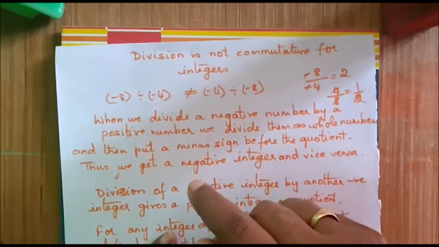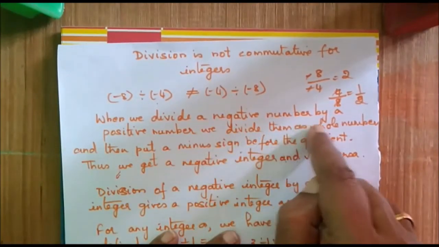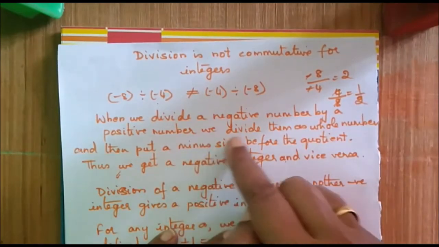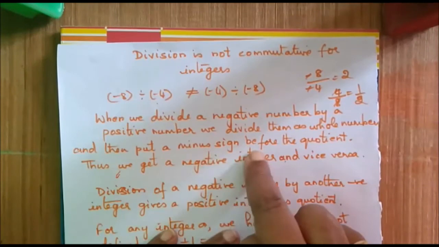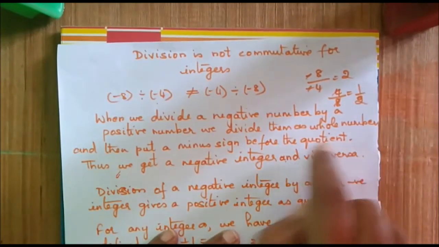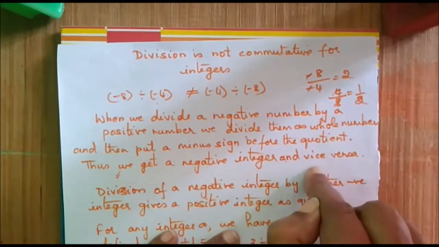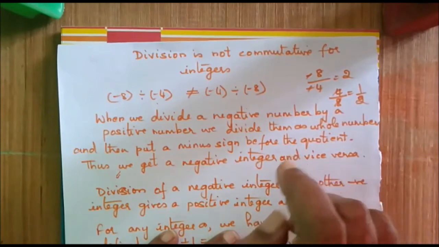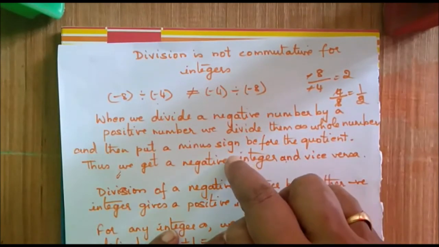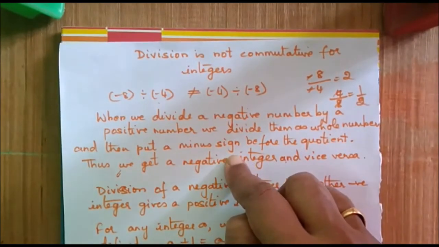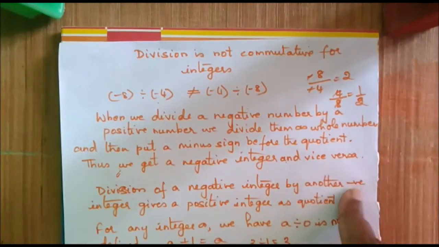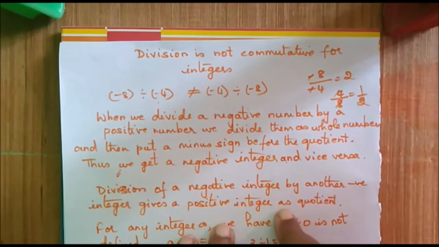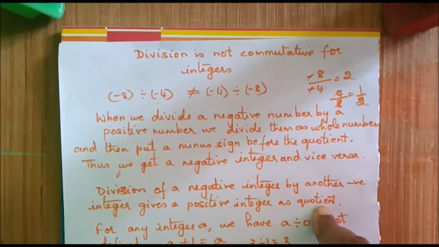Okay. When we divide a negative number by a positive number, we divide them as whole numbers and then put a minus sign before the quotient. Thus, we get a negative integer and vice versa. I told you the 4 rules, that is what is said here in this condition. Division of a negative integer by another negative integer gives a positive integer as quotient.